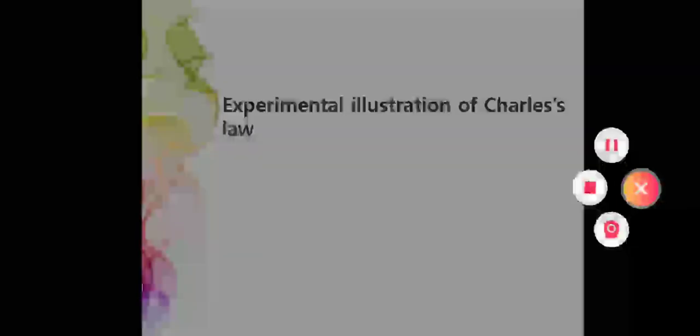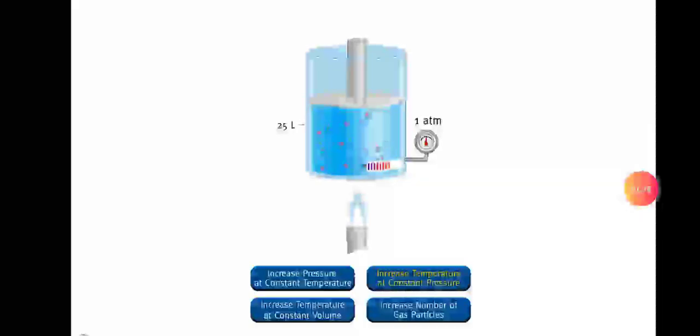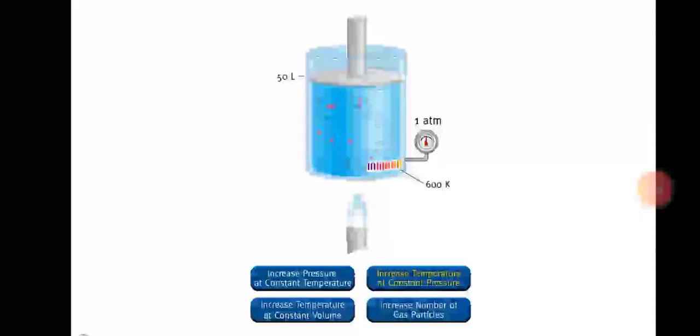All right, let's move to experimental illustration of Charles' law. Here you are shown a container with the given volume of a gas. As we increase heating by Bunsen burner, the temperature reaches 600 Kelvin and the volume increases to 50 liters. Previously it was 25 liters and the pressure remains constant at 1 atm.